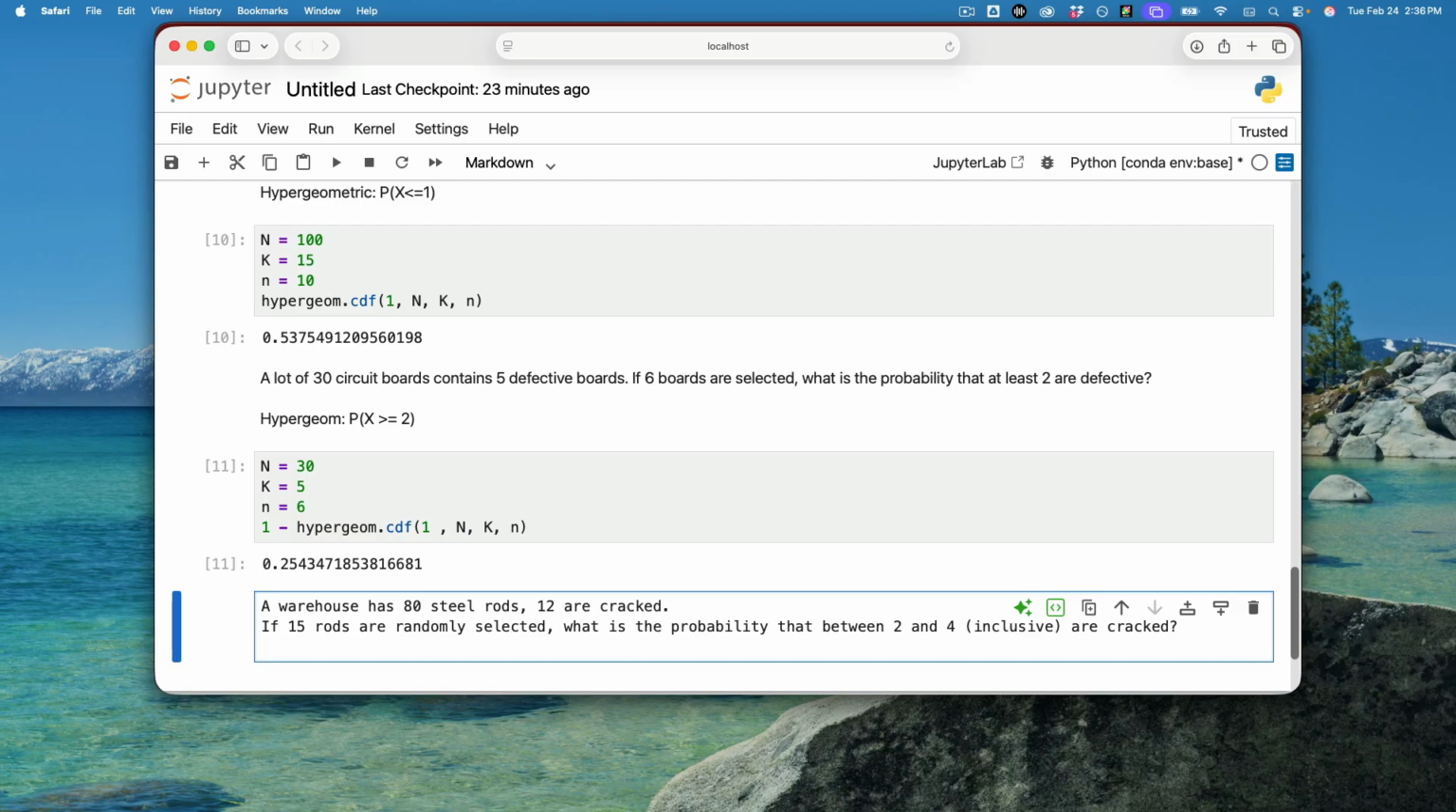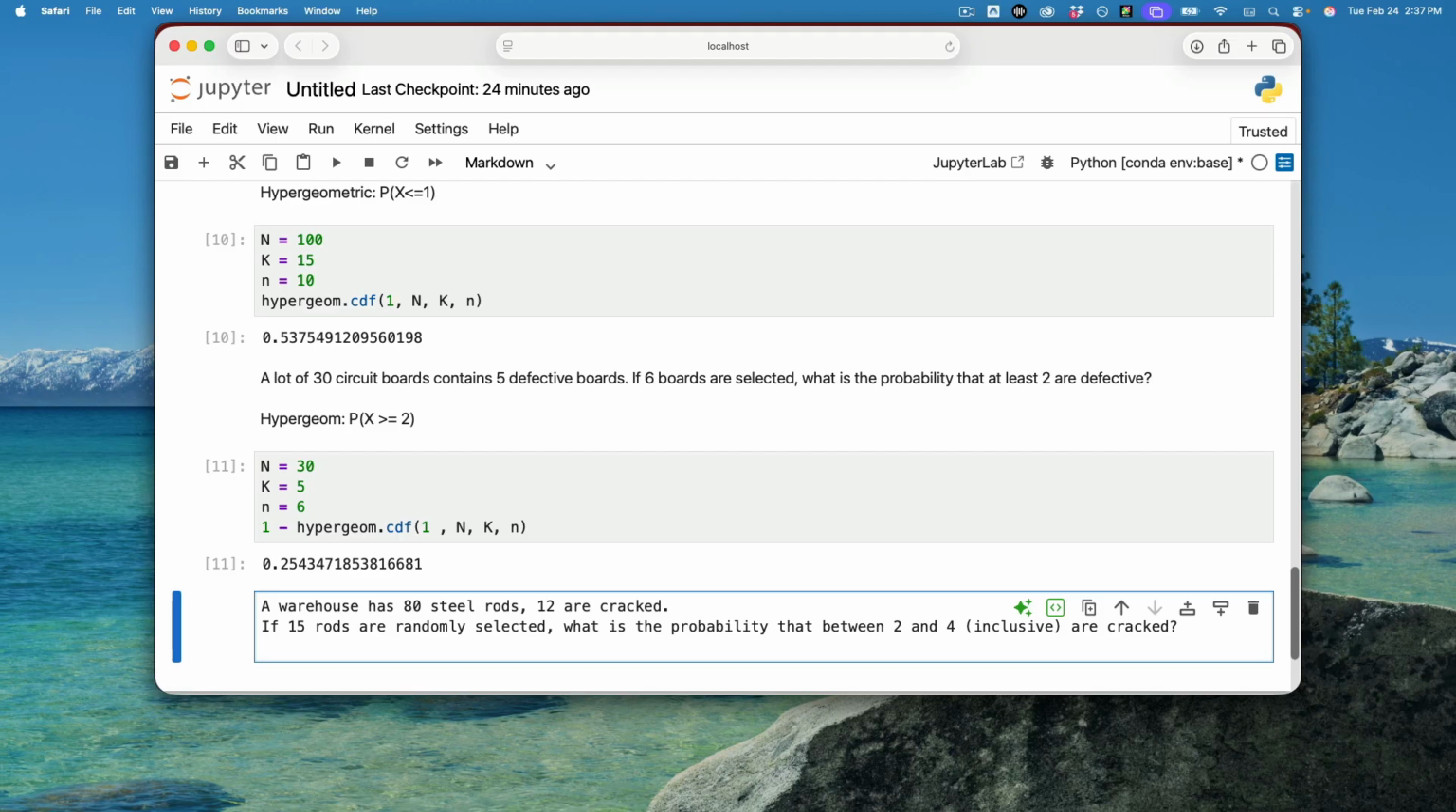A warehouse has 80 steel rods, 12 are cracked, hypergeometric. If 15 rods are randomly selected... I have a quick question. Yes. Does replacement matter with these questions? It should be without replacement. Now, I'm not specifying that. So you could have modeled this as a binomial distribution.